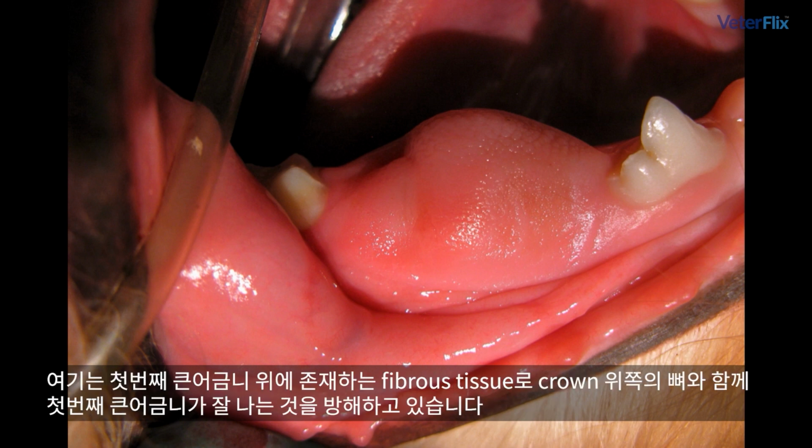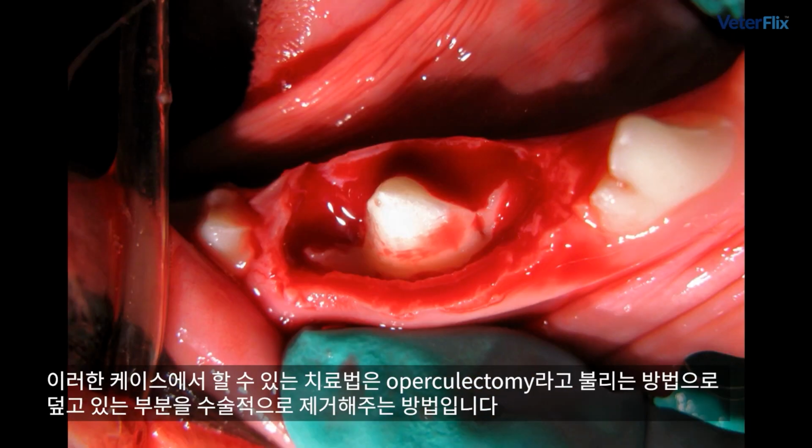This is a fibrous tissue that is present over the top of that first molar, and it's preventing that first molar, along with the bone that's encased over that crown, from erupting properly. So when we have that scenario, what we can do is what we call an operculectomy, where we remove a portion of that covering surgically.